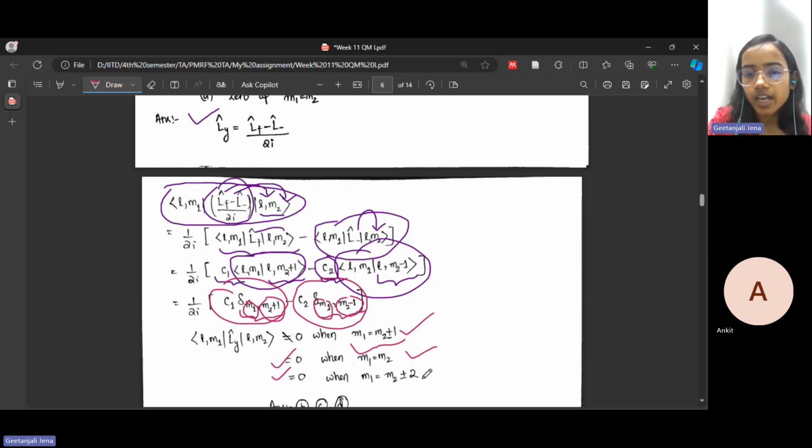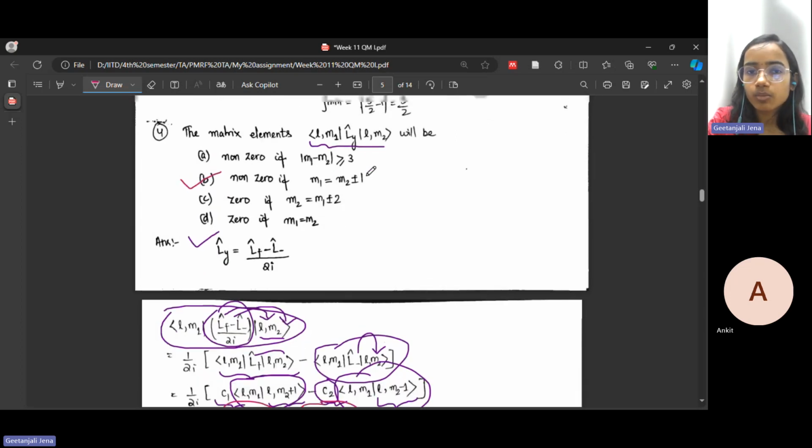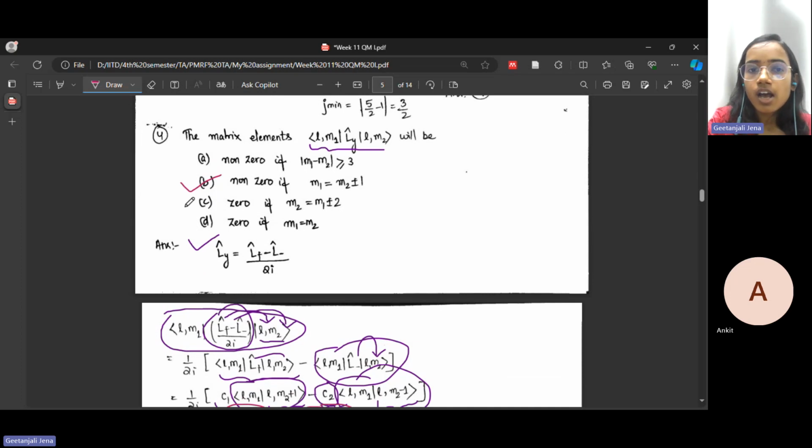These two conditions I have taken because they are already given in the question. In B, it is non-zero if M1 equals M2 plus or minus 1, and that we have checked. Next, it is 0 if M2 equals M1 plus or minus 2, so this condition is also satisfied. The third is whether it is 0 if M1 equals M2, and this is also satisfied. In the problem, you have to check each option, whether they satisfy the condition or not. After that, you can write the answer.